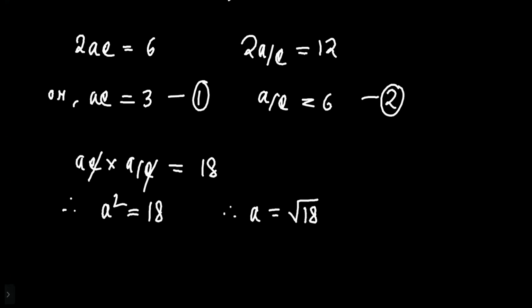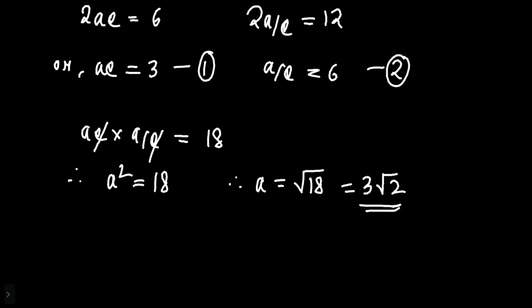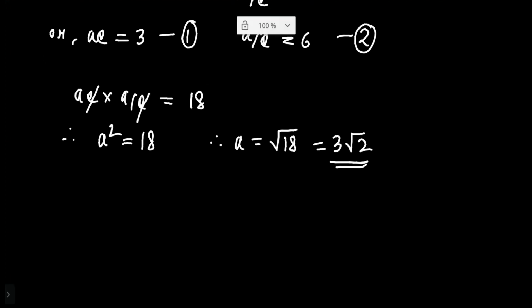That means the positive root of 18, that means 3 root 2. Okay, now we all know the formula for finding the latus rectum in case of an ellipse. So it is 2b square by a. So we have found the value of a. Now we have to find the value of b square.